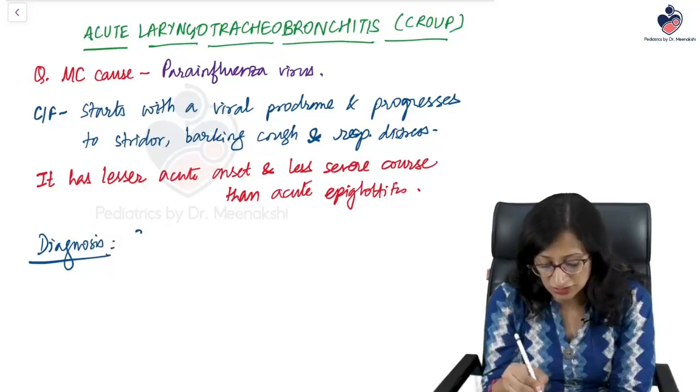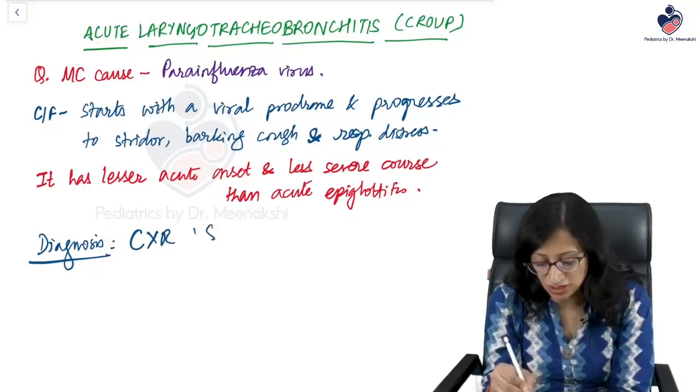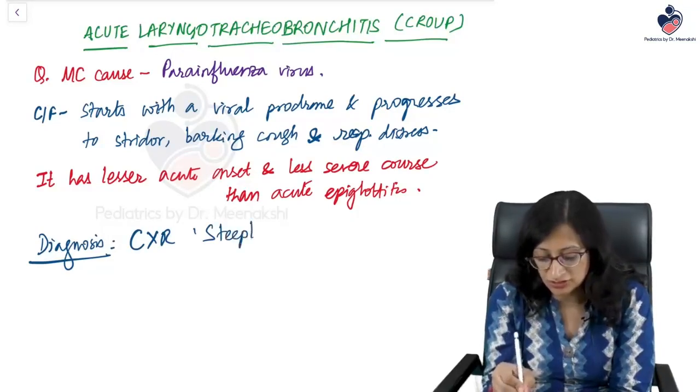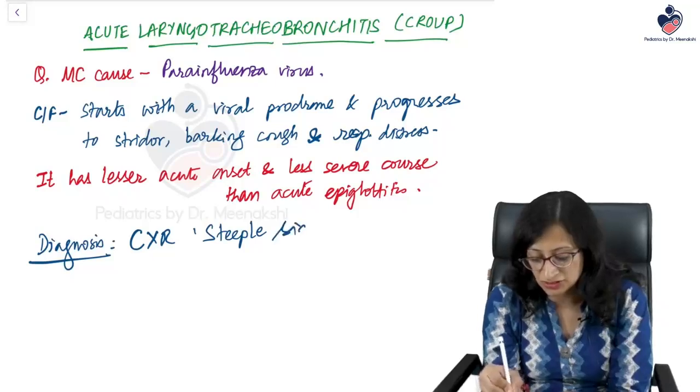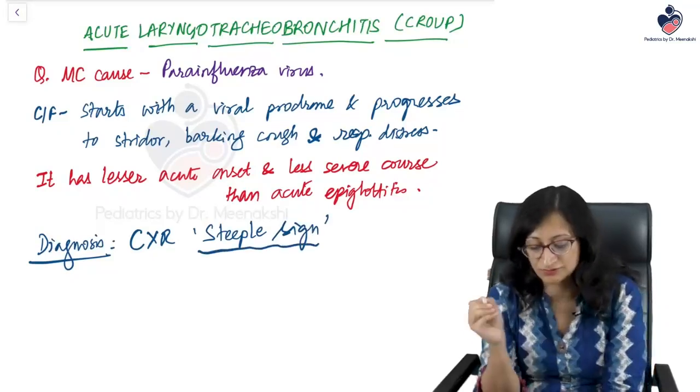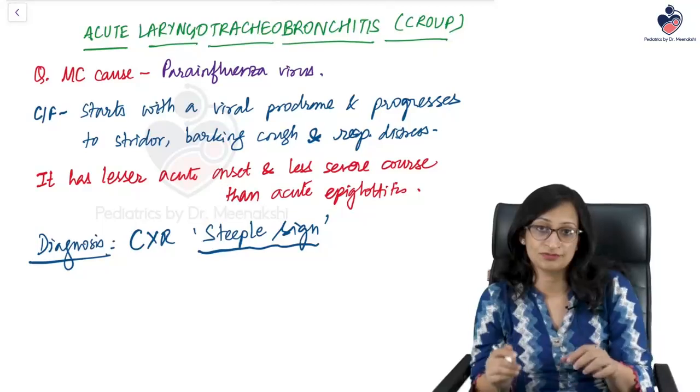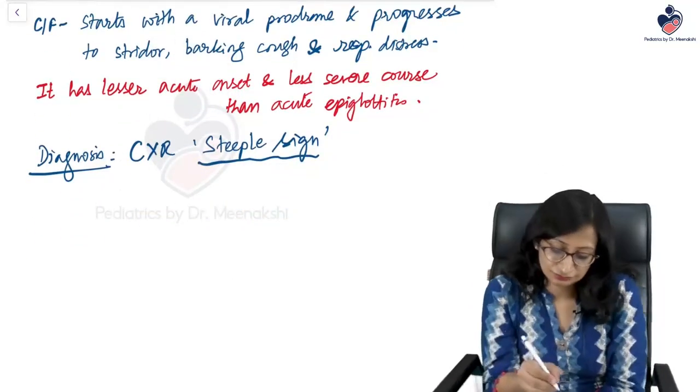On chest x-ray, we get something known as steeple sign due to narrowing of airway. So again, I'll show you a picture in the images section. We get a steeple sign on chest x-ray due to the narrowing of the upper airway. Okay.